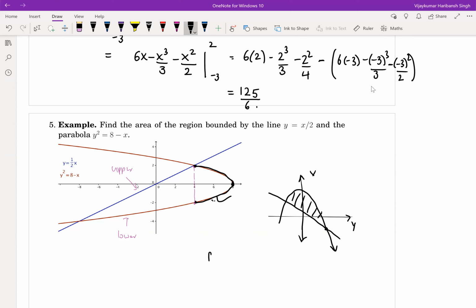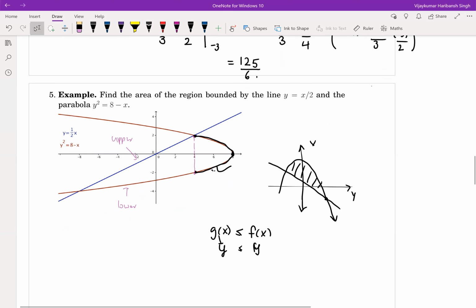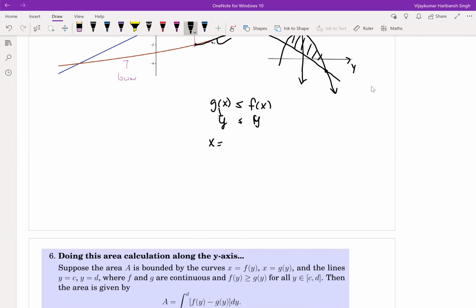Early on, you are looking at g of x less than or equal to f of x, so you're comparing the y values. This y value for this curve is less than or equal to the y value for this curve. Now, if you swap them, then you are looking at x equals f of y. So let's use a different notation: x equals h of y, and x equals, say, p of y.